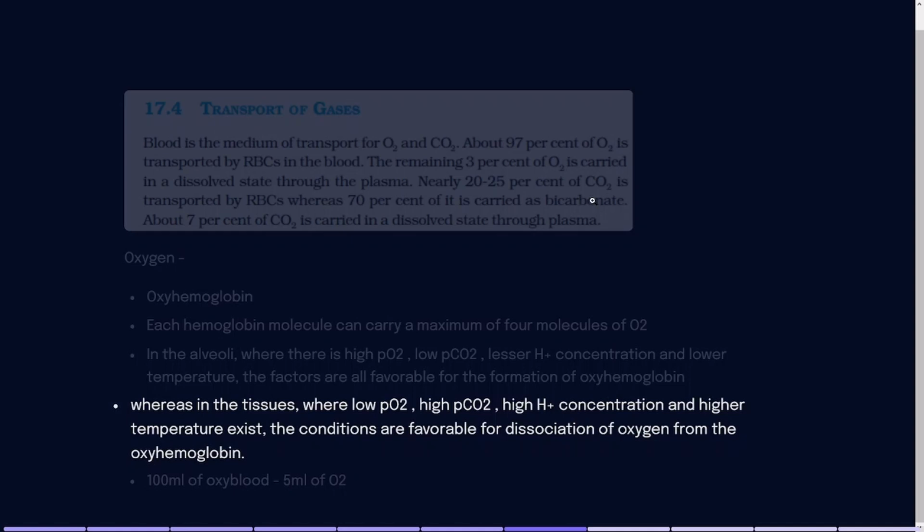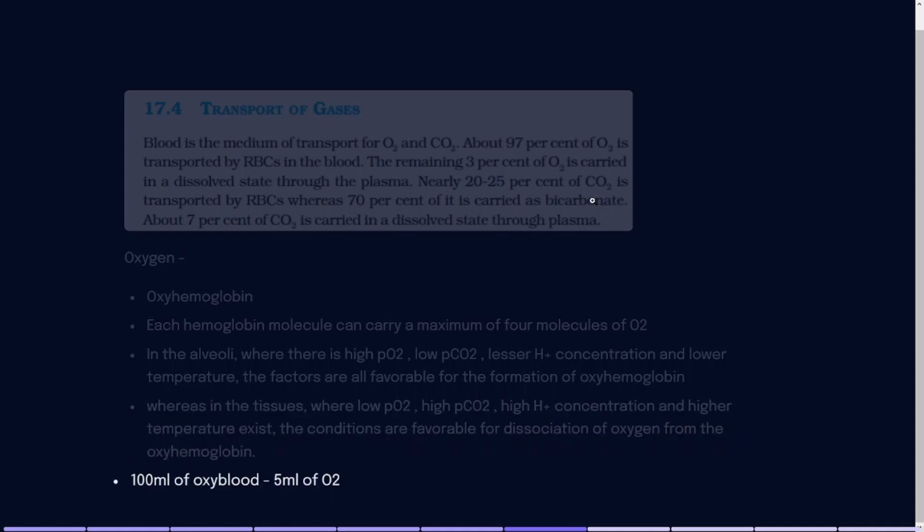high temperature. Next, you need to remember that 100 ml of oxygenated blood carries 5 ml of O2. You already know that each hemoglobin molecule can carry 4 molecules of O2. So 100 ml of oxygenated blood can carry 5 ml of O2.